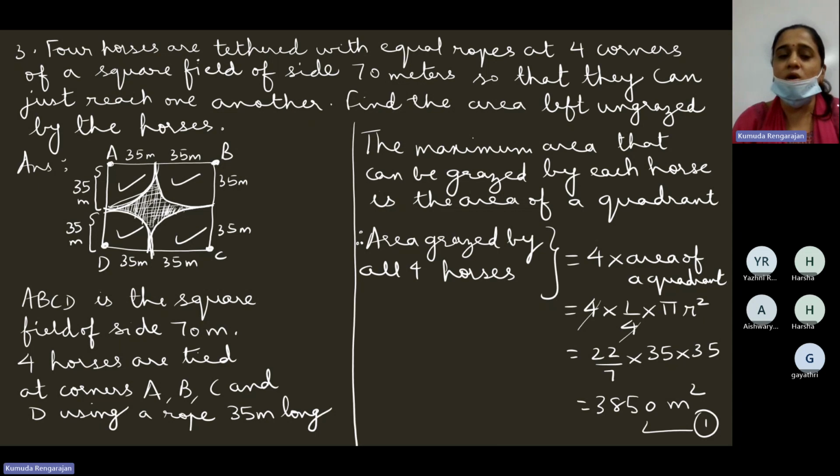So each of the four horses will trace a quadrant, leaving an ungrazed area in the middle, the shaded region. That is what we have to find: the area left ungrazed by the horses. They leave it ungrazed because they cannot reach that portion.